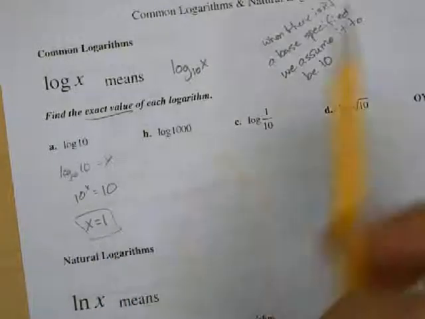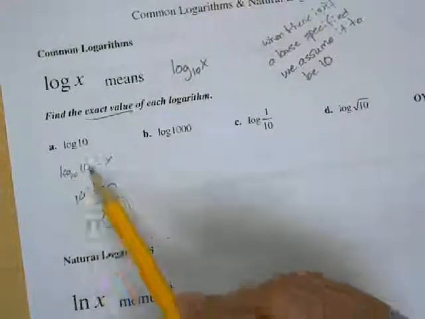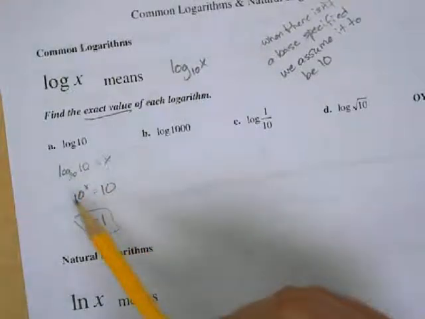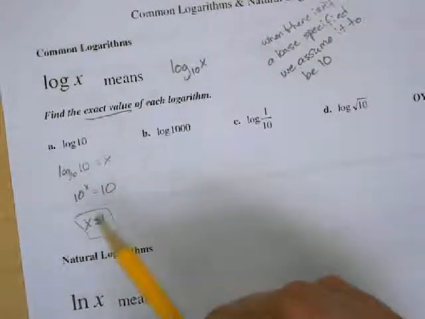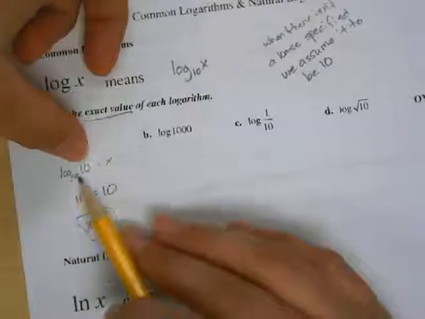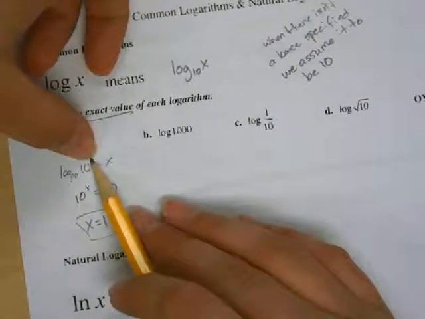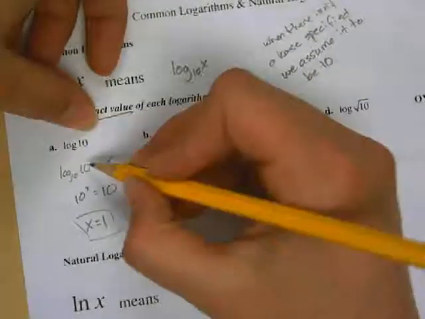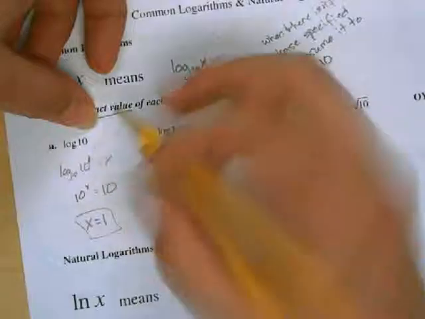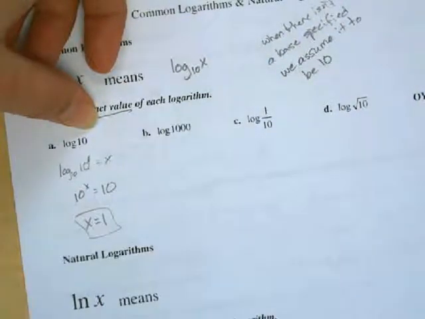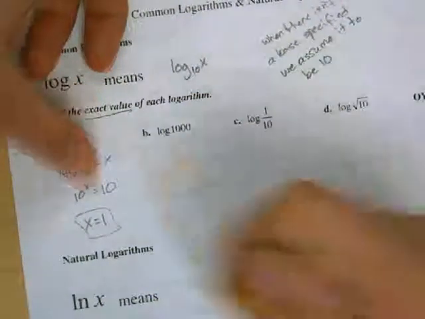I could have also noticed that when my base and my argument match, that's one of my special properties that I must know. There are 3 of them. When my base and my argument match, it's equal to the exponent. Well, what's the exponent when it's not written? 1. So if my base and my argument match, it's automatically equal to 1. So x is equal to 1 there.